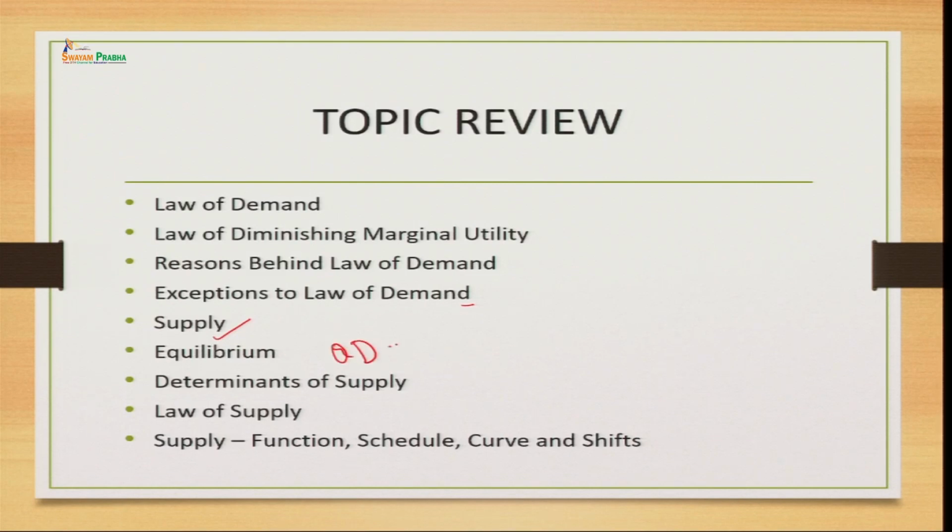It occurs when quantity demanded is equal to quantity supplied. Then we discussed the determinants of supply, and the law of supply, which states that, keeping other things constant, when price increases, quantity supplied also increases. And lastly, we talked about the supply function, schedule, curve, and how a shift in the supply curve takes place.